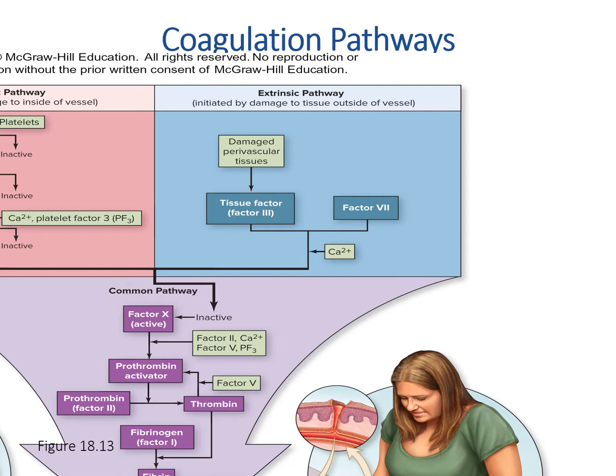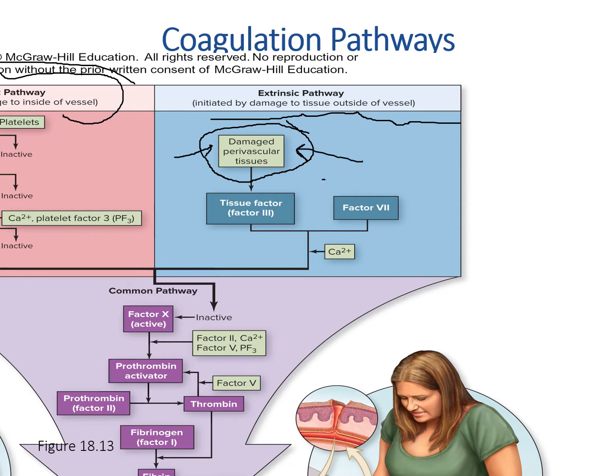This woman is cutting her finger by mistake. The extrinsic pathway is initiated by damage to tissue outside of the blood vessel. You can also have damage inside of the blood vessel. If the damage is around the blood vessel, in other words, the tissues around the blood vessel get crushed, that's not a good thing. They release a chemical called tissue factor, factor 3, also called thromboplastin. And in the presence of factor 7 and calcium, it can cause the factor 10 to become active.